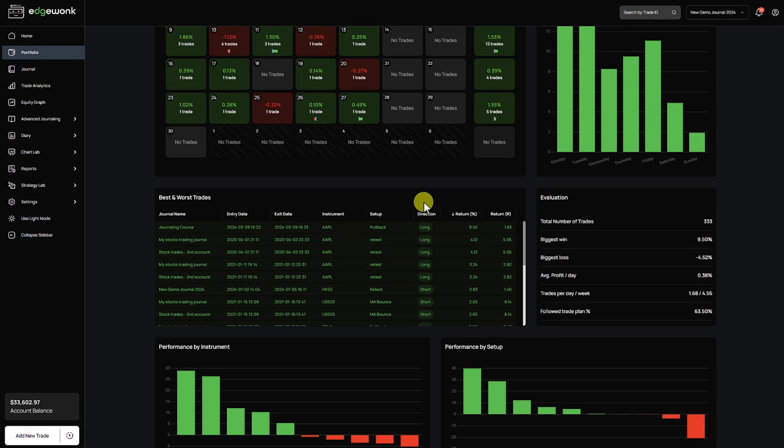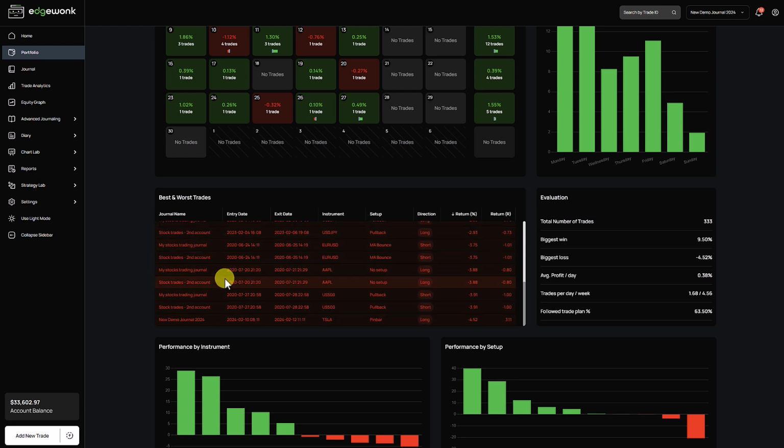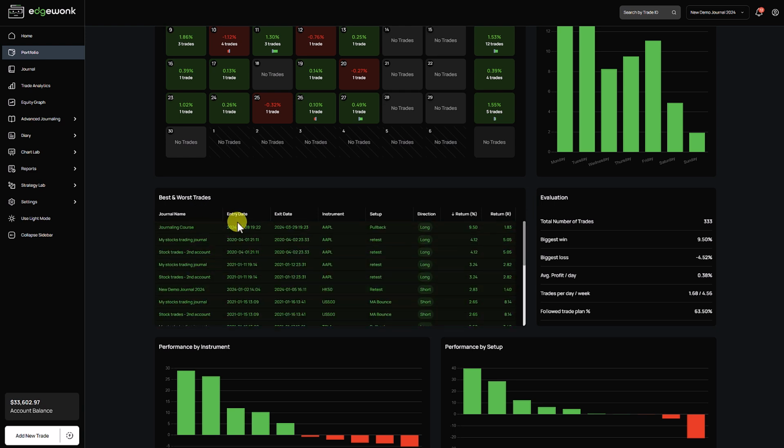Scrolling down even further, we have another table showing you the best and the worst trades. We're starting with the 10 best trades and then below you find the 10 worst trades. The first column shows you the name of the journal that the trade belongs to, the entry date, the exit date, the instrument, the setup, the direction, the return in percentage, and the return in R multiple.